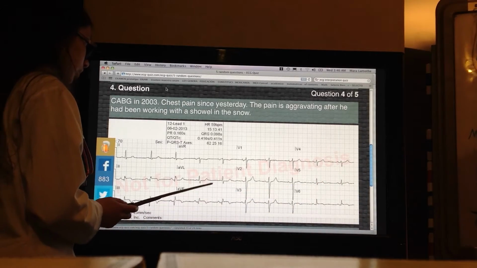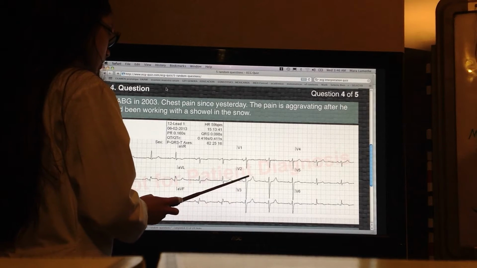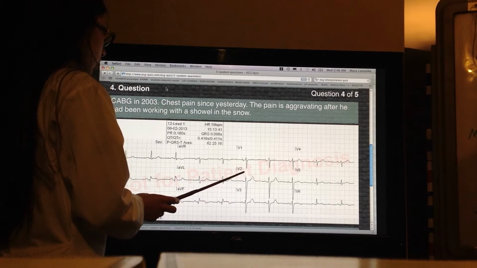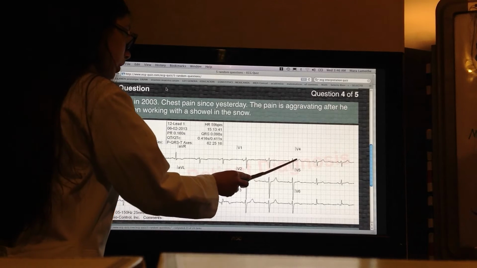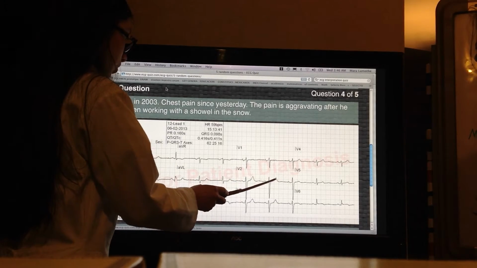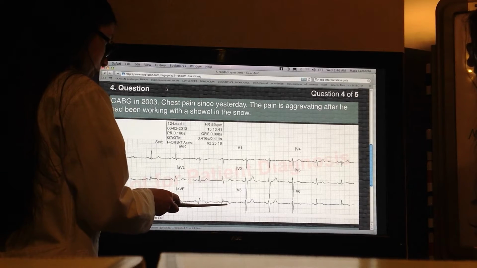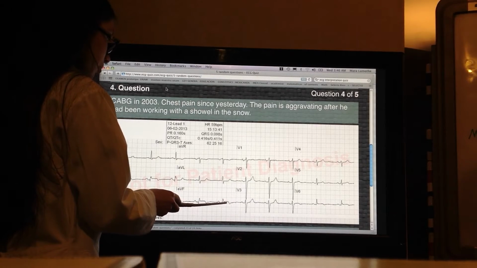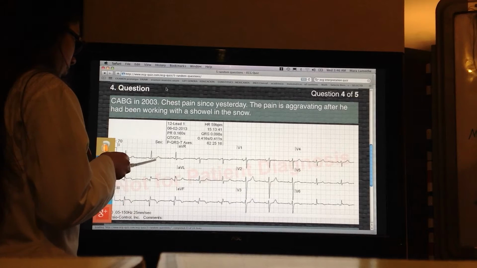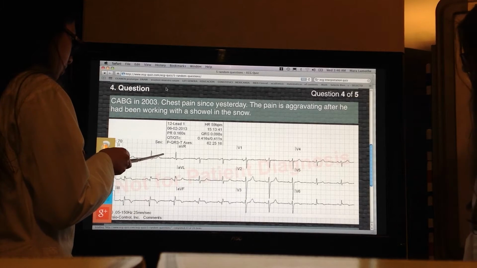The curvature of the T has to be concave upward. So here in V4 it is, in V2 it is, in aVF the T is negative, but it is, and in D2 it is, as in D1.